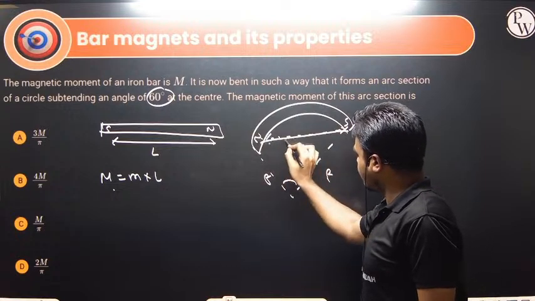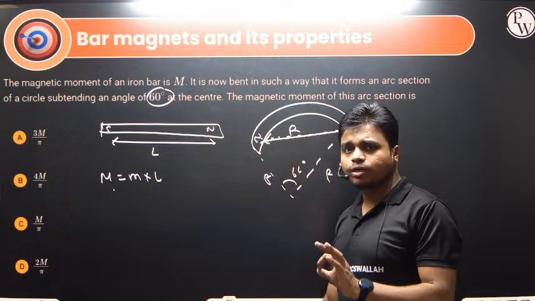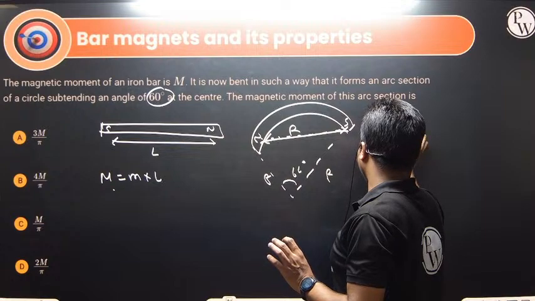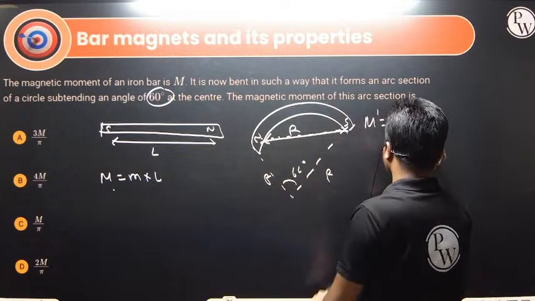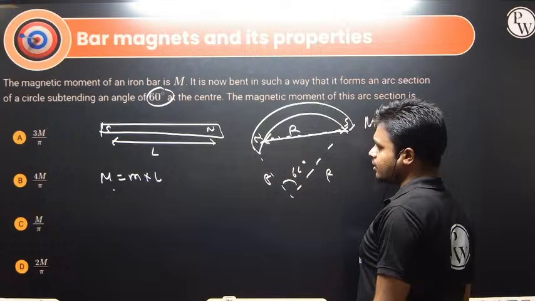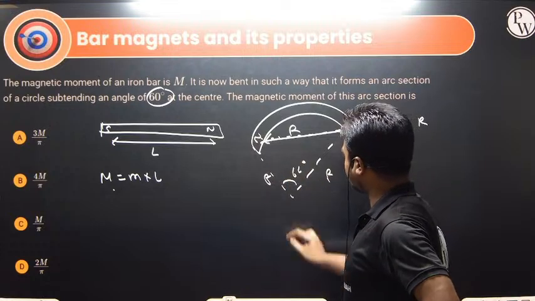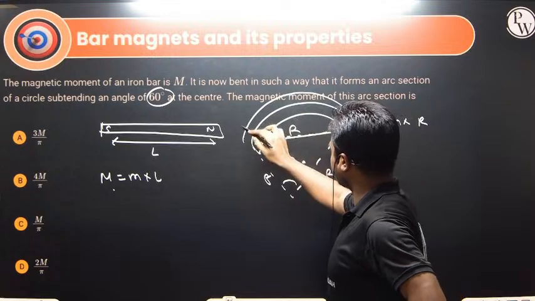So always remember, now we'll be writing the magnetic moment will be M multiplied by the distance between these two. What is the distance between these two? That is R. Now you'll be asking, sir, what is this R? How can you get the R? So this length will not change, right? So this length will be L.